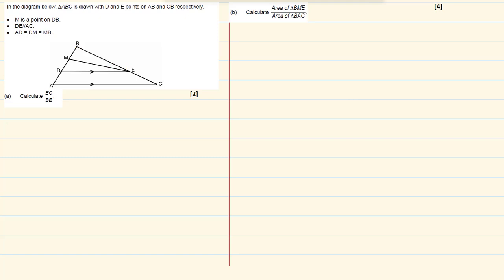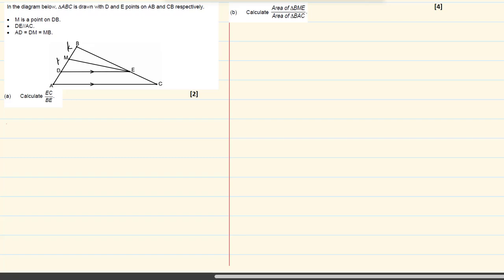We don't know what the length is, so I'm going to assume that this is equal to K units, and that's also equal to K units, because they are all equal to each other. But we know that EC over BE is going to equal AD divided by DB, because it corresponds to EC.